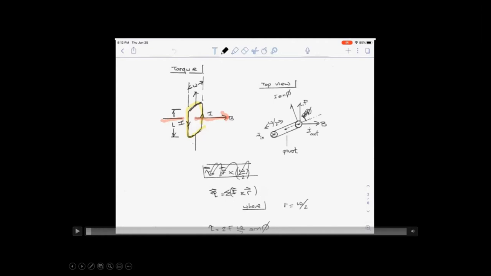So what happens to this section of the wire? If you apply a magnetic field on this section, the current is going in the downward direction and the magnetic field is moving in that direction. So it's going to end up experiencing a force in this direction. It's going to experience a force in this direction.